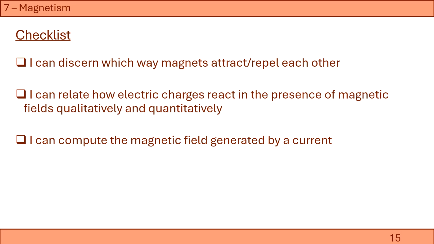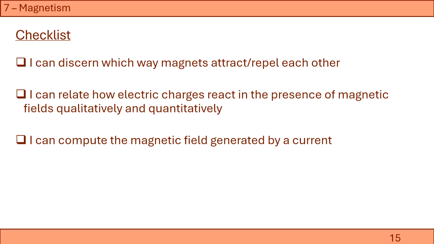All right, so hopefully we learned a lot here about the magnetic field. Mainly what I want you to have taken away is that you can discern which way a magnet attracts and repels based on the north and south end. You can relate how electric charges feel about magnetic fields, really due to that F_B equals qvB sine theta and all of the following equations that came from that. And also that moving charges create a magnetic field in this mu naught I over 2 pi r way, and that we can compute that as well.